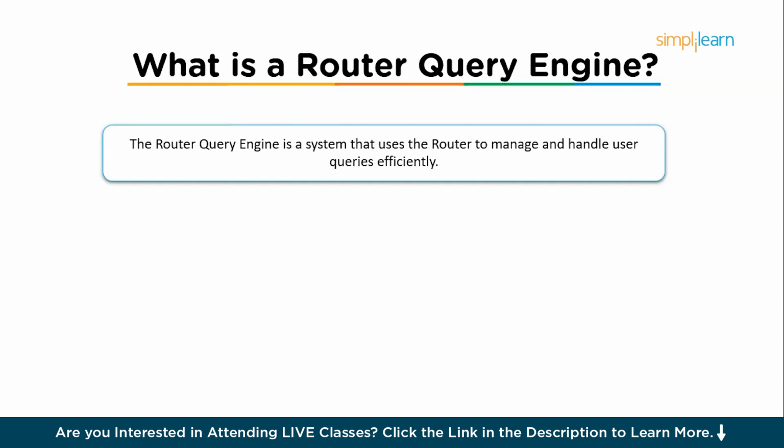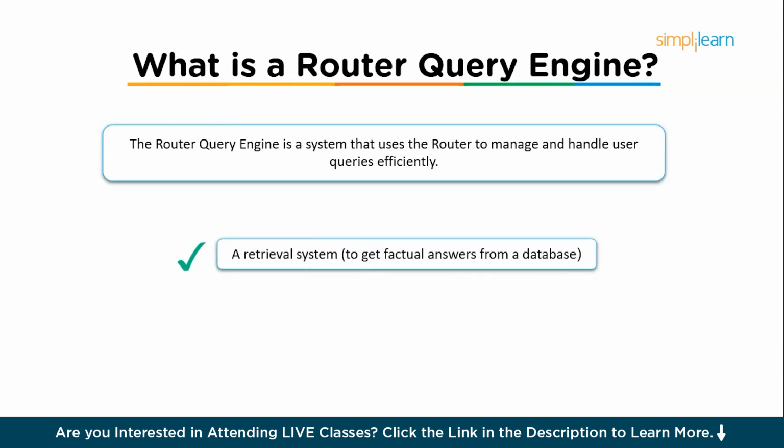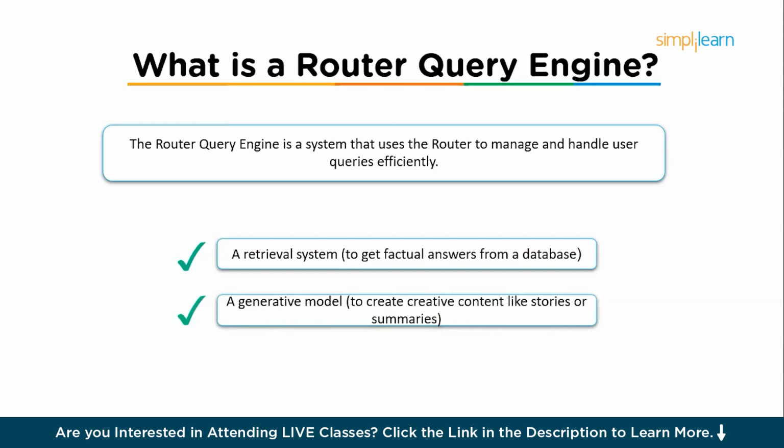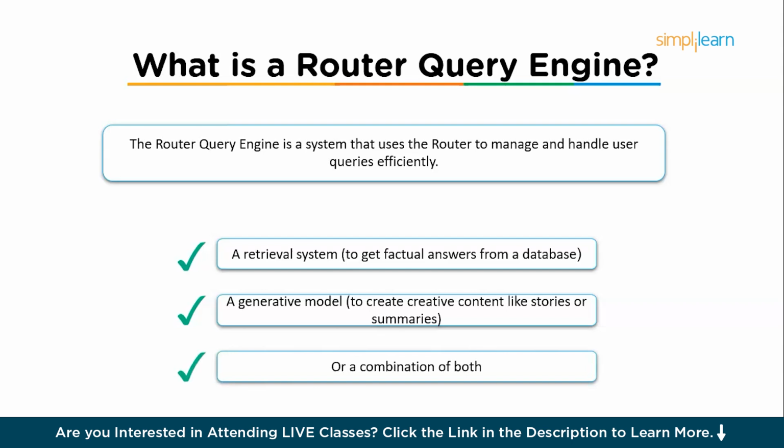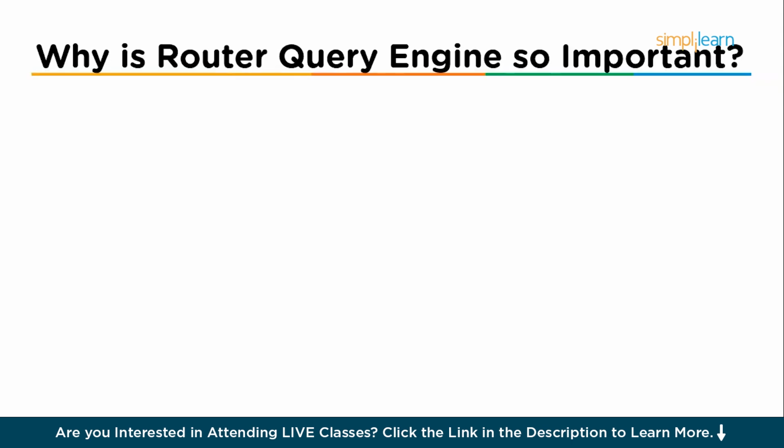So now, a router query engine helps decide whether a query should go to a retrieval system, that is to get factual answers from a database, or a generative model to create creative content like stories or summaries, or a combination of both. Now let us understand why the router query engine is so important.